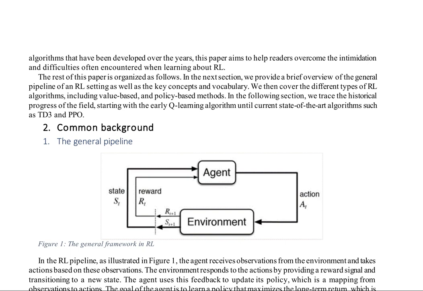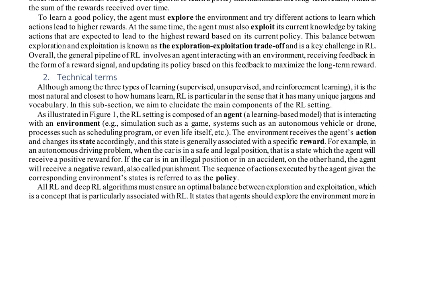Achieving an optimal balance between exploration and exploitation is crucial for agents to learn effectively and make decisions that maximize long-term rewards. This delicate balance is unique to RL and has been the focus of extensive research. The field has evolved significantly, from early Q-learning algorithms to current state-of-the-art algorithms like TD3 and PPO.